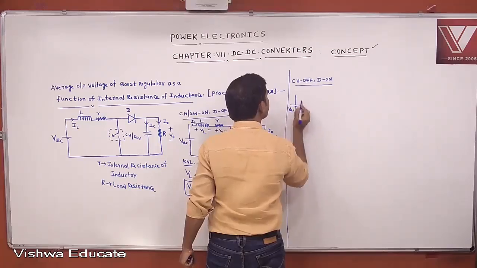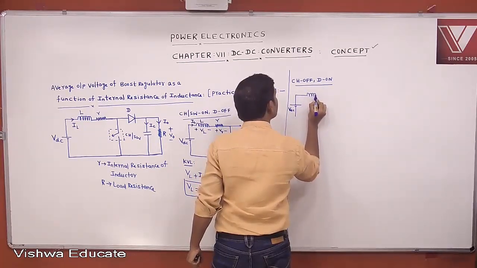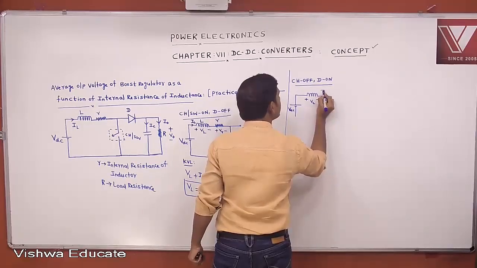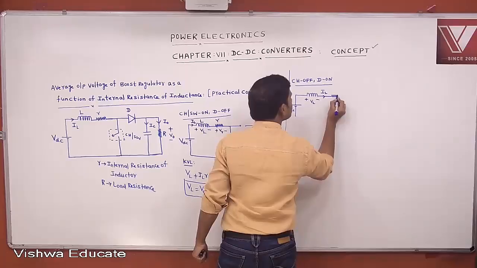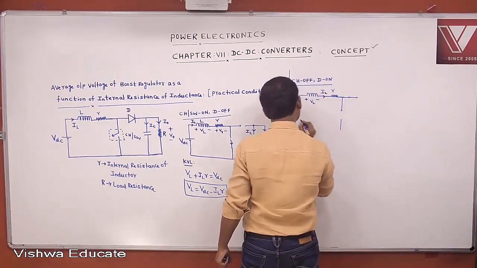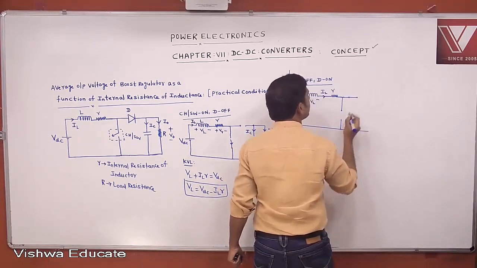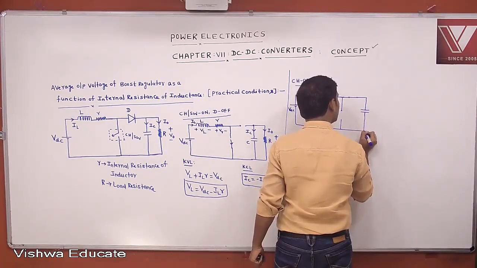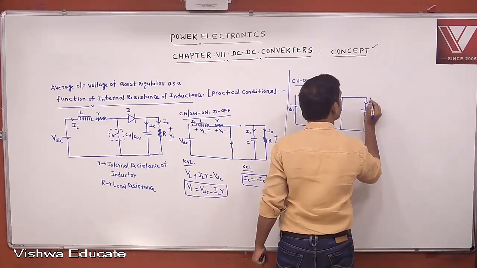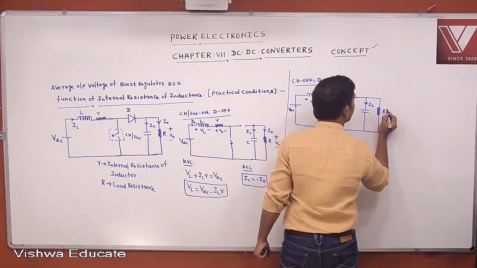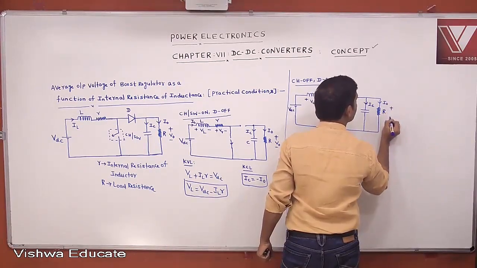This is VDC. Voltage across the inductor is VL, and this is IL. Internal resistance of the inductor is small r. This diode is in the on state, the switch is in the off state. Okay. Then this is the capacitor, this is IC. The load is resistive, I0. Voltage across the resistance is V0.